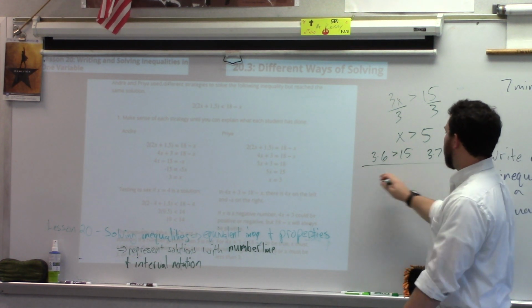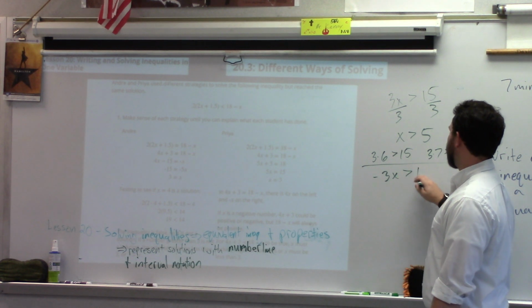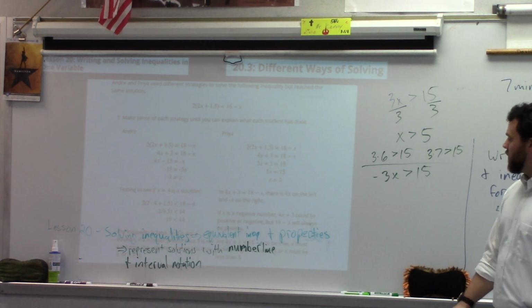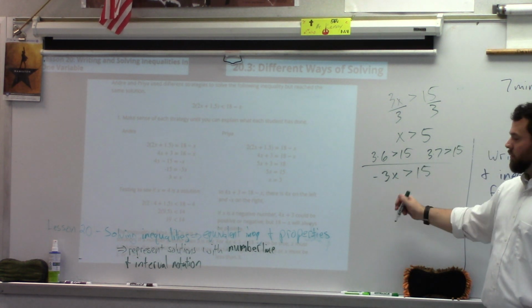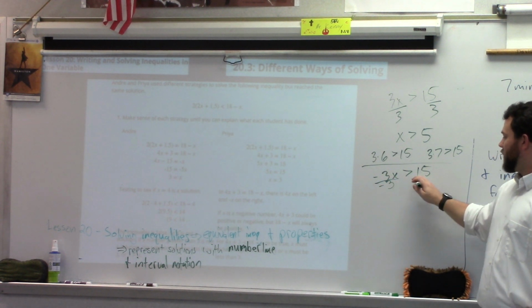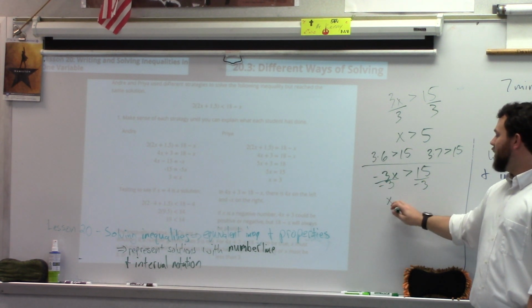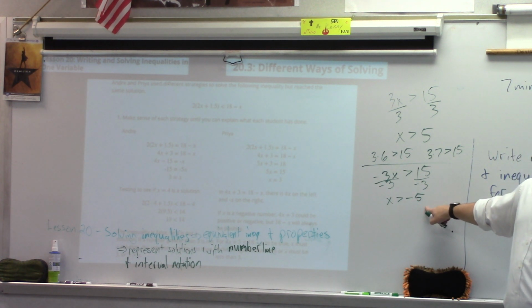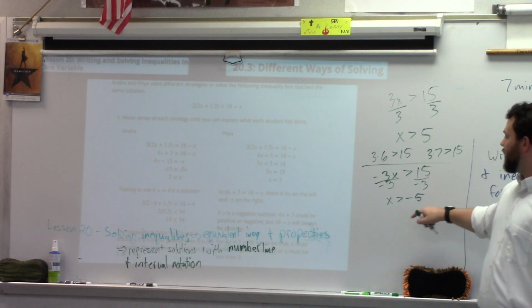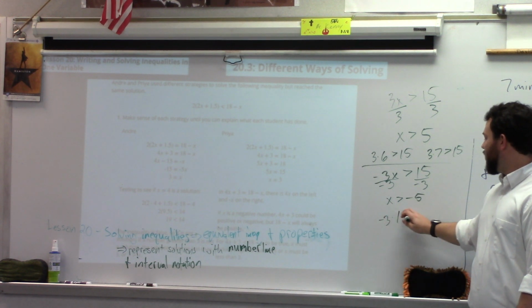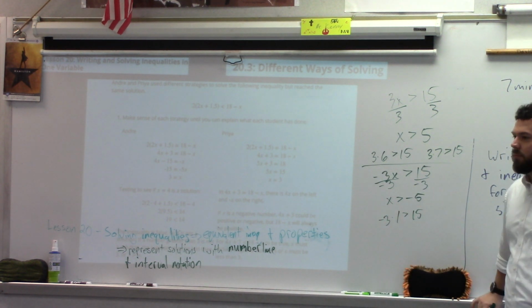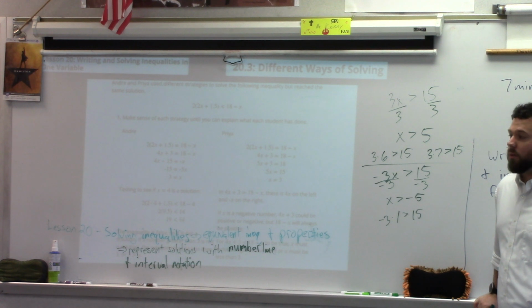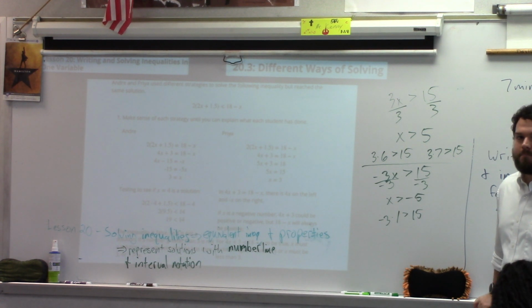But what if I had negative 3x is greater than 15? You need a number that is greater than. Oh, you giving us a number? 10. So I'm going to divide by negative 3. And if I leave it like this, what's a number greater than negative 5? 1. 1 is greater than negative 5. Negative 3 times 1, is that greater than 15? Oh, no. What's the mistake?